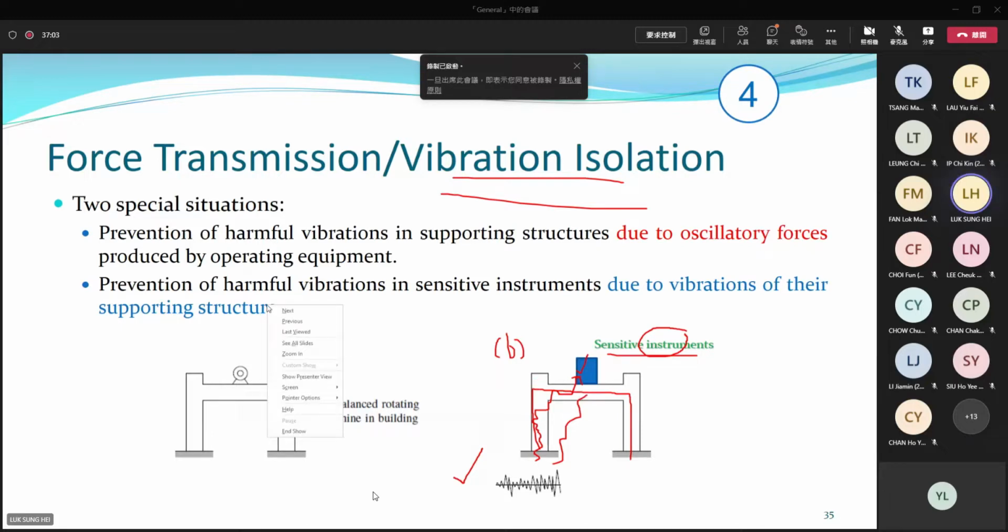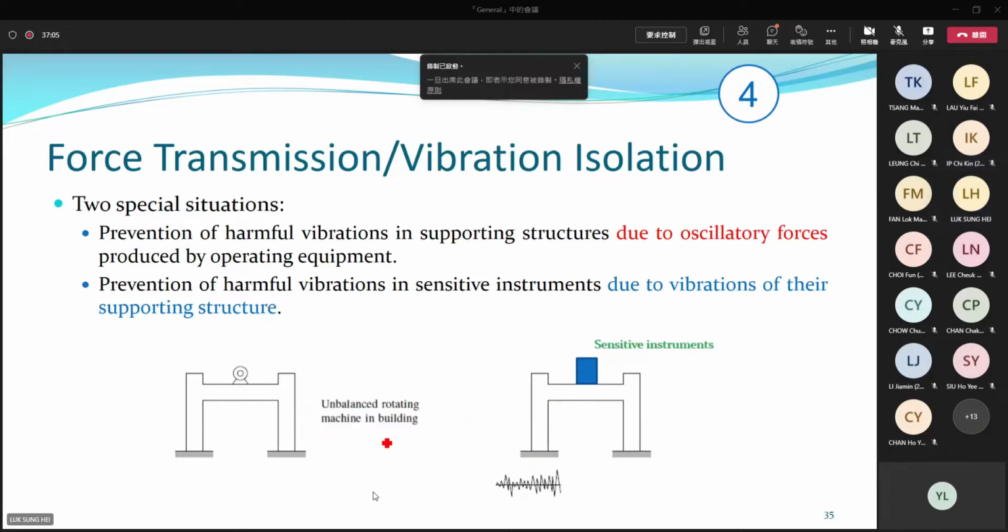So you can see the directions are actually opposite. In the first problem, A, we talk about force transmission. When this machine operates, the force will be transmitted to the structures, possibly making them go down or be damaged. But the second case, B, is talking about the opposite direction. When the ground moves, it will shake the instrument. So the transmission direction is going up.